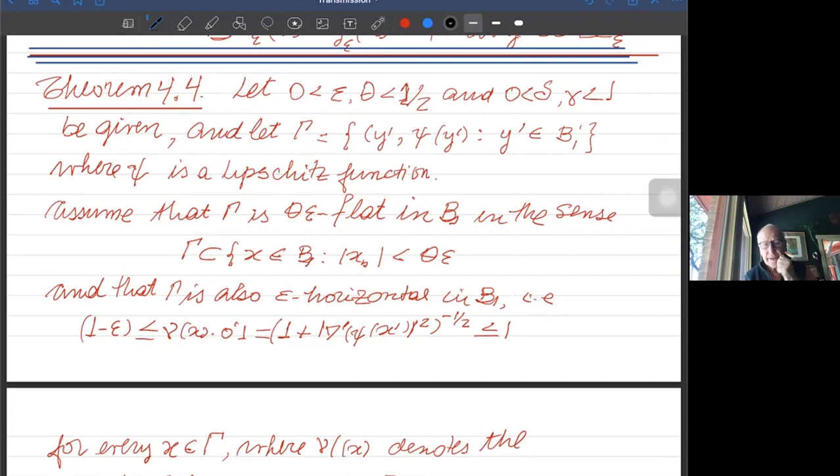That means that gamma of x, with the dot here being the quantity one plus the gradient prime of phi squared, is smaller than one. Let me see if here we can see better what that means.